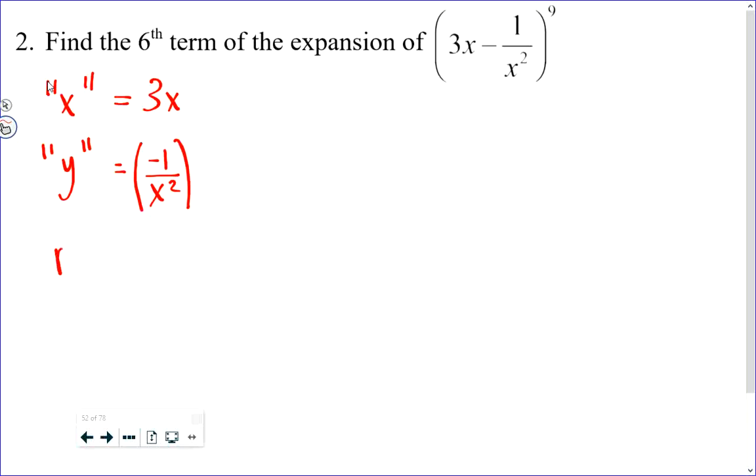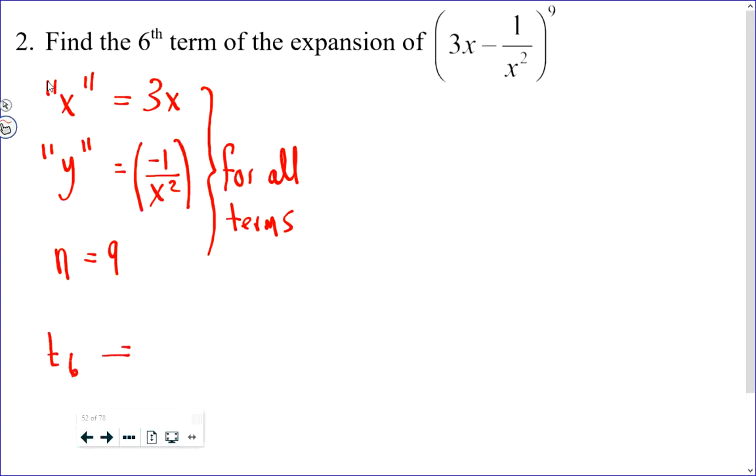N is equal to 9 here, and again, this is for all terms. This is raised to the 9, which means we're going to get 10 terms. Every single one of those 10 terms could be built using that x, that y, and that n. However, for the sixth term, we must use k equals 5. And all we do is load things into the formula. The sixth term will be n choose the key number, which is 5. So it's going to be 9 choose 5.